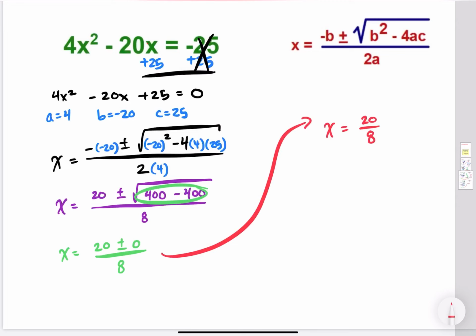Well, 20 over 8, we could simplify that. And if we simplify that, that's going to end up being 5 over 2. We just divide both of these by 4. We get 5 over 2. So this is a scenario where we only have one solution.